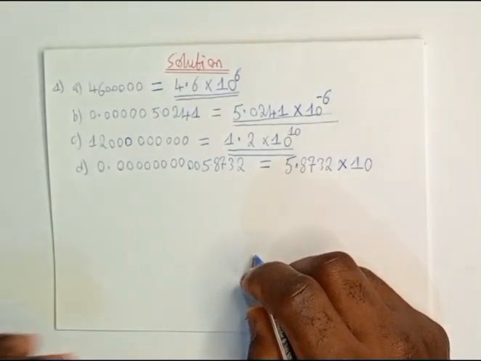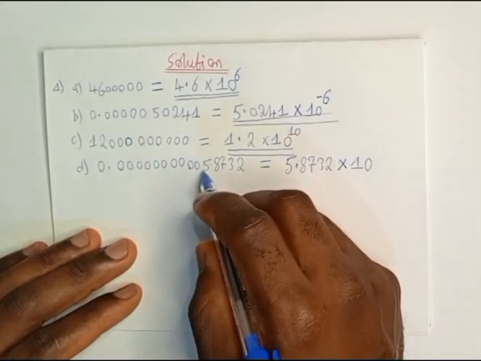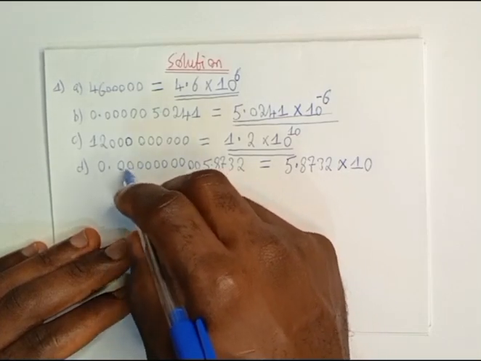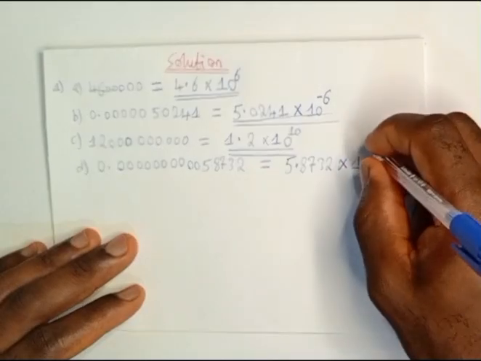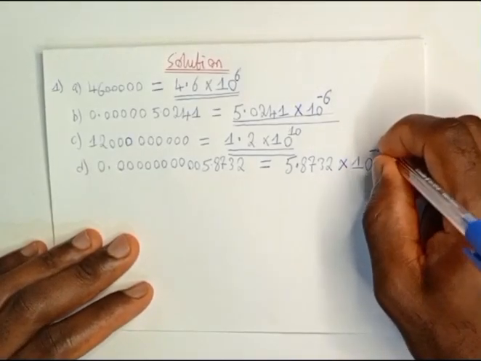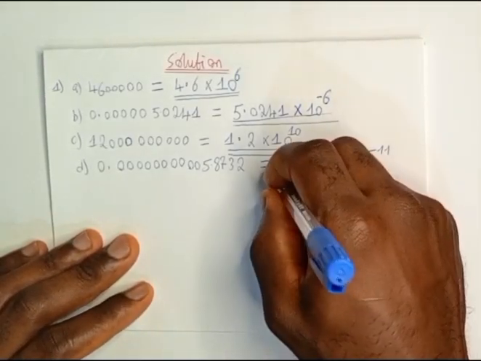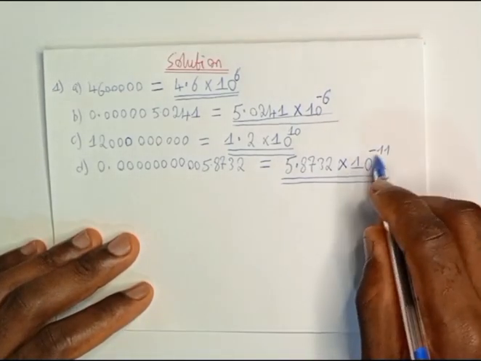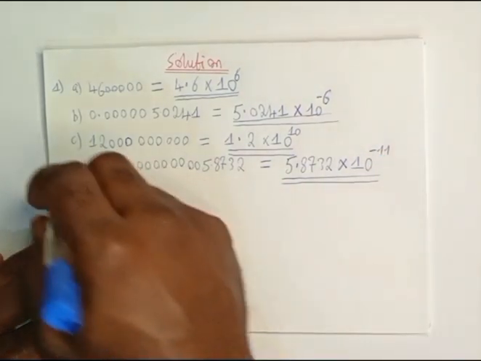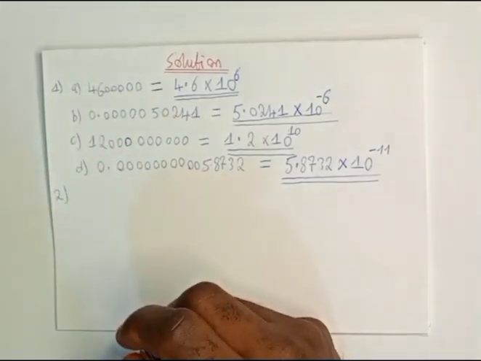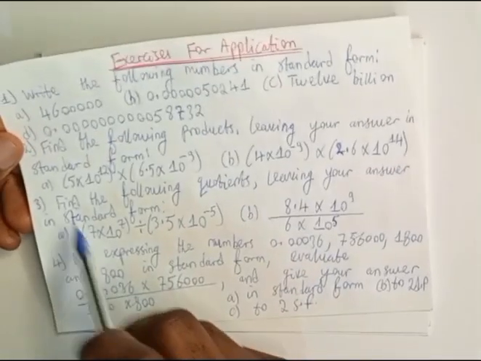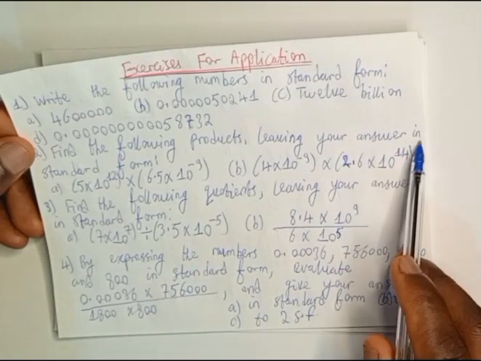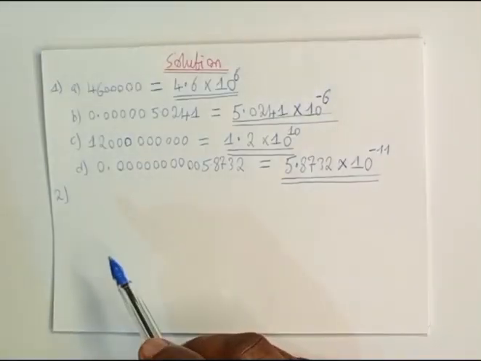We are going to count the number of digits to the left. We have 1, 2, 3, 4, 5, 6, 7, 8, 9, 10, 11. Since we are counting to the left, it is negative 11. Therefore, our answer is 5.8732 times 10 to the power negative 11. We move to question 2. For question 2, find the following products, leaving your answer in standard form.